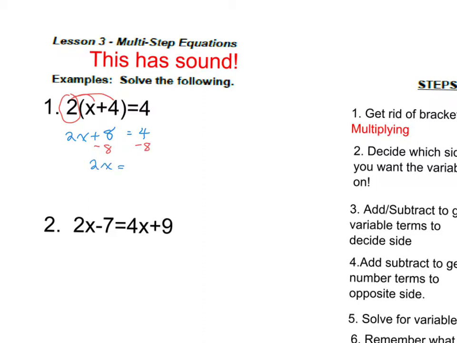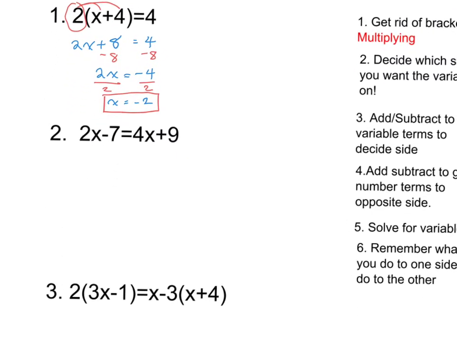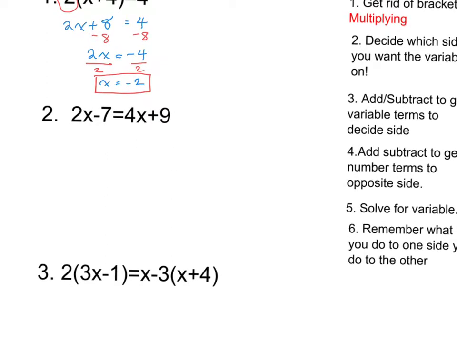Now we end up with 2x equals 4 minus negative 8, which is negative 4. And now we solve by dividing both sides by 2, and we end up with x is equal to negative 2. Excellent. So we followed exactly what we wanted there. So now let's get on to taking a look at number 2.